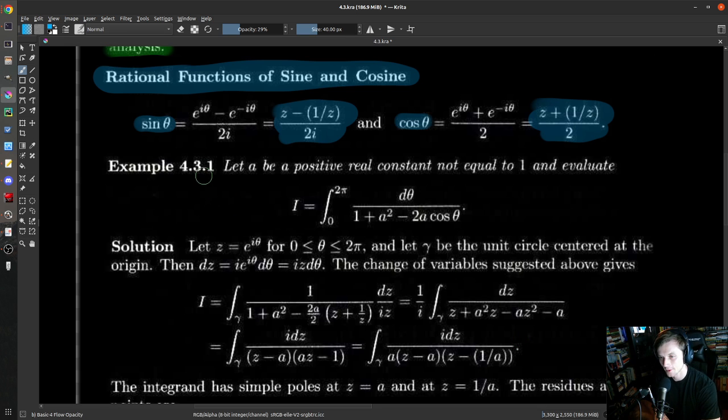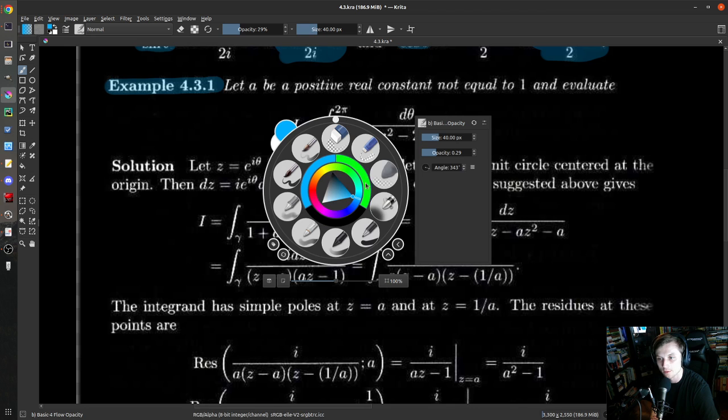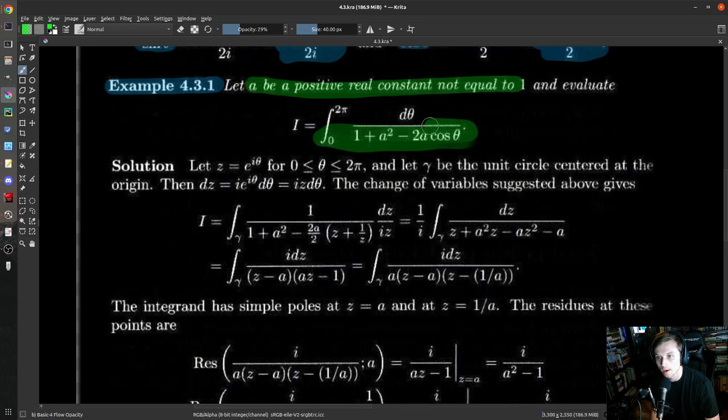All right, let's start. So example 4.3.1, this will give us the general technique. I will skip some of the explicit computations because you can see them on the screen in front of you. We're going to let a be a positive real constant not equal to 1. And we want to evaluate the definite integral from 0 to 2 pi of d theta divided by 1 plus a squared minus 2a cosine of theta. Let's call that quantity I.